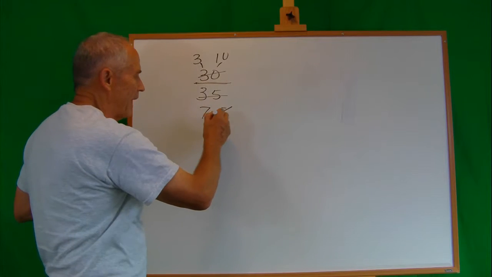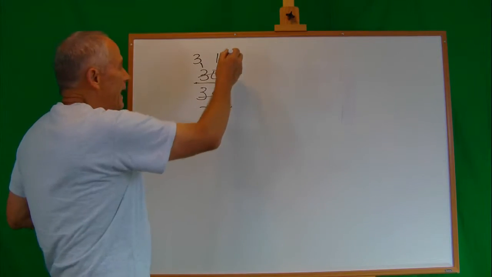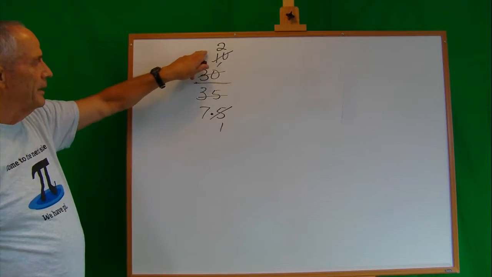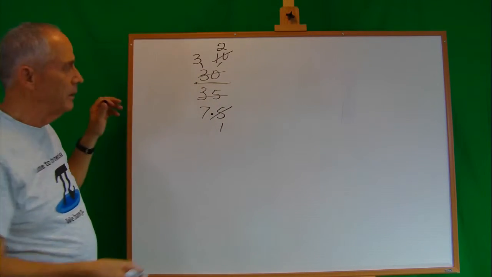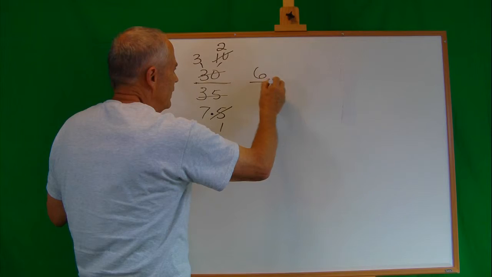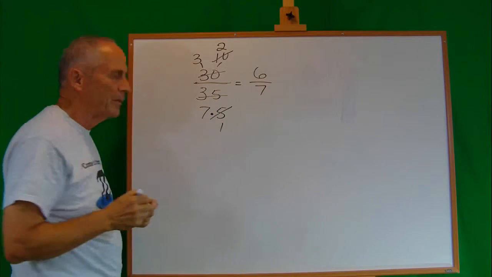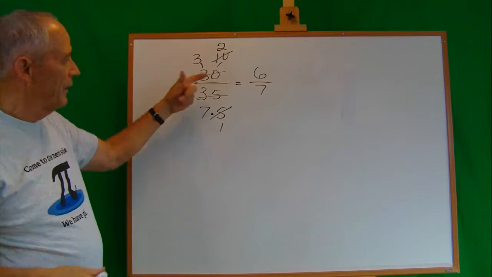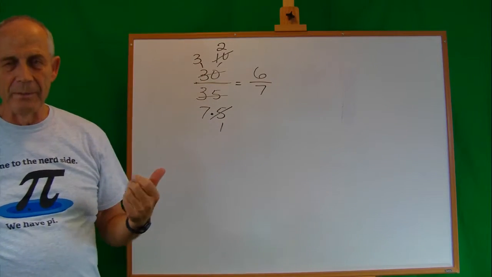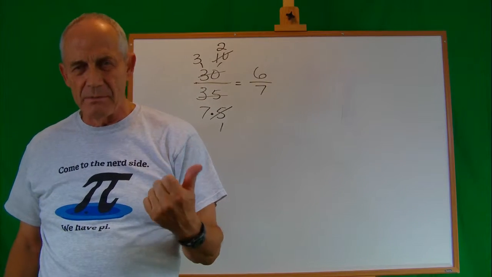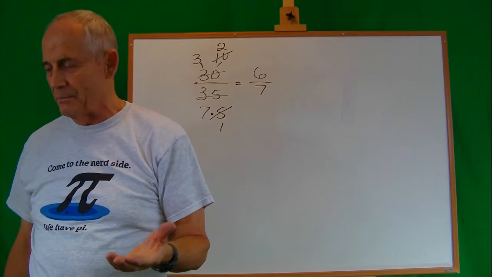So I divide the 5 out of there, and I divide the 5 out of there. So up here in my numerator, I have 3 times 2 left over, which is 6. In my denominator, I have 7 times 1, which is 7. And so 30 over 35 is the same as 6 out of 7. I used those rules to help get the numbers down to where I could handle them a little bit better.